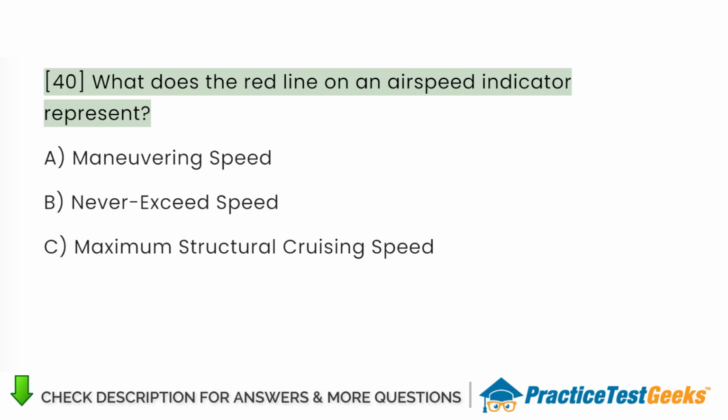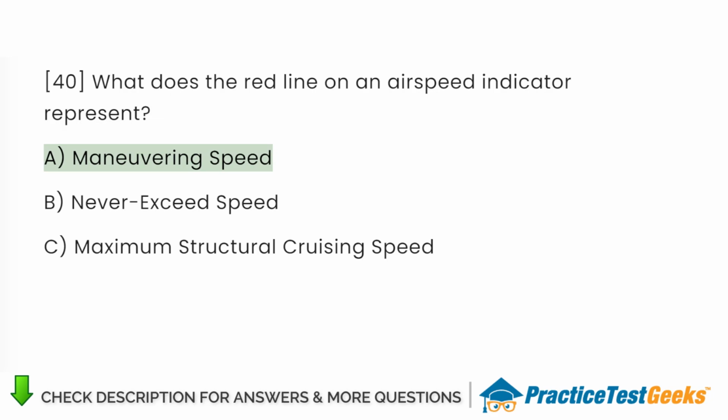What does the red line on an airspeed indicator represent? A. Maneuvering speed. B. Never exceed speed. C. Maximum structural cruising speed.